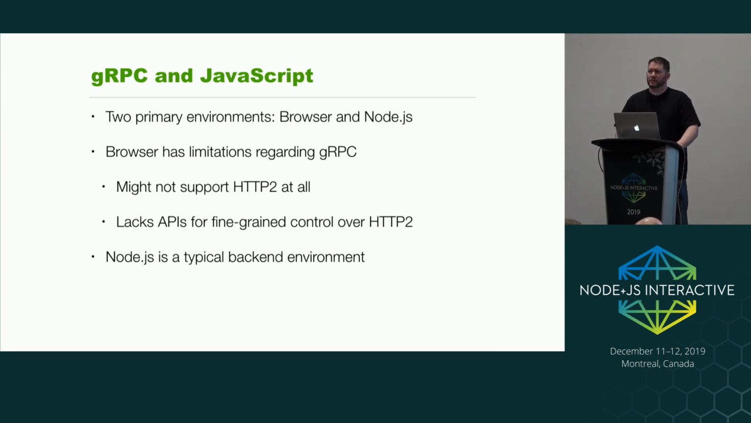The browser has some fundamental limitations when it comes to gRPC. The biggest one is being able to specify that you want to use HTTP2. I don't think there's really an API that's built in for that, and if you're using an old browser, it might not even be supported at all. You also have to have more precise control over the HTTP2 frames that you're sending out onto the network, which the browsers just don't give you any insight into. And then Node is more of your typical back-end development, more along the lines of Go and all the other languages that gRPC is kind of a target for.